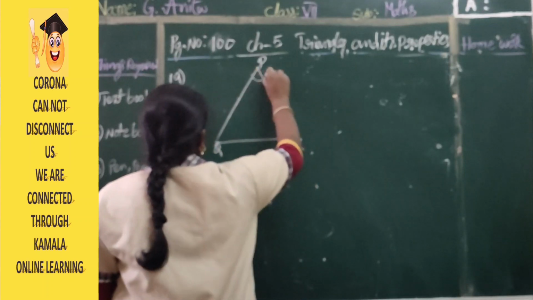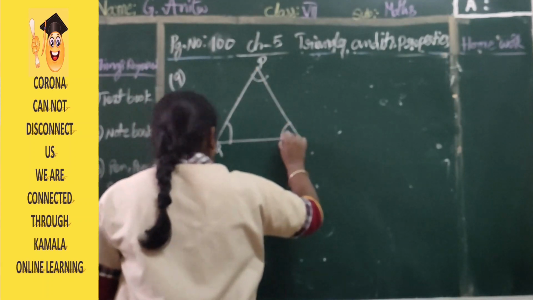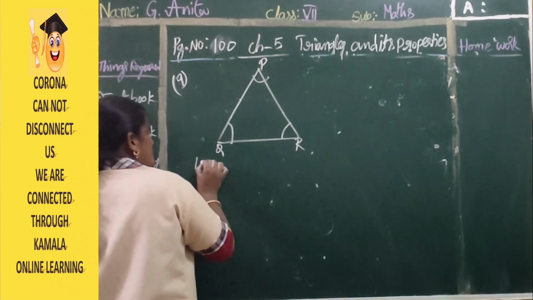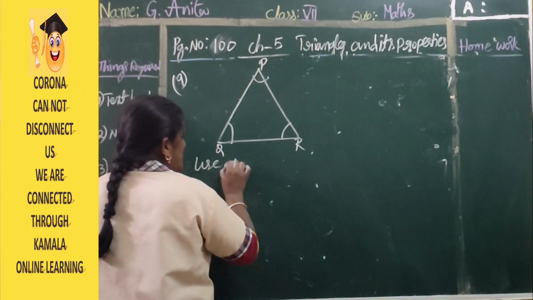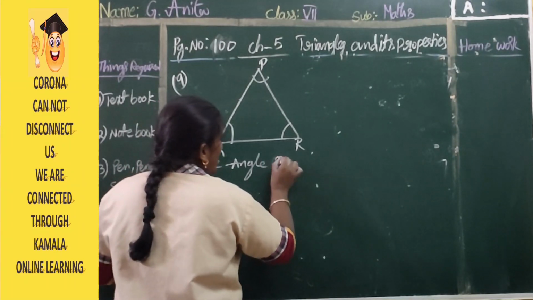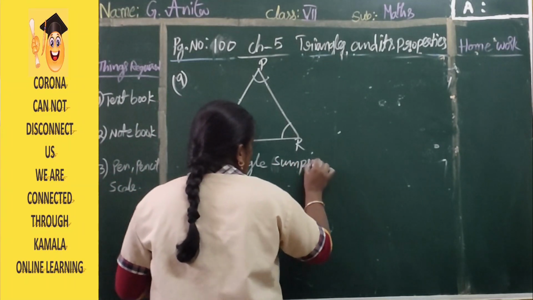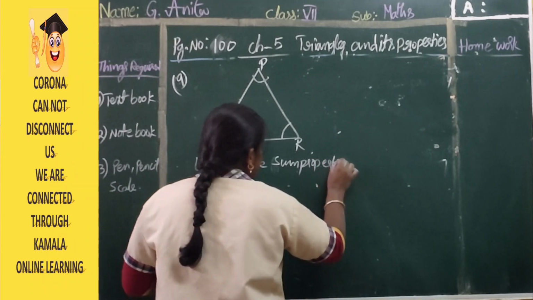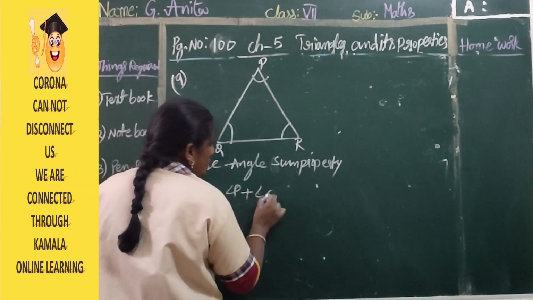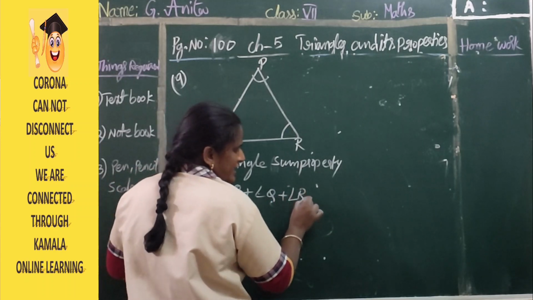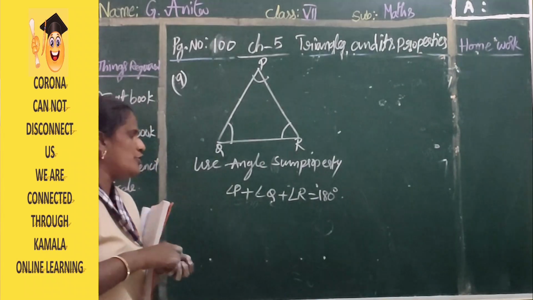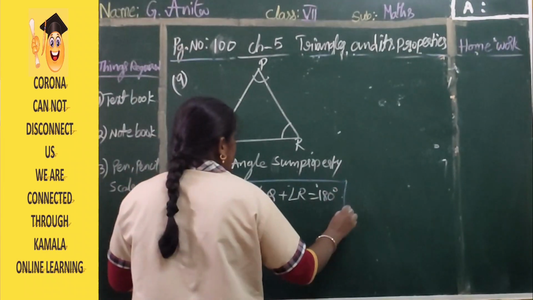Angle P plus angle Q plus angle R is equal to 180 degrees. Already we know, so use the angle sum property. Always we are using this property only. So what is the meaning of the angle sum property? The sum of all angles, angle P plus angle Q plus angle R, should be equal to 180 degrees.